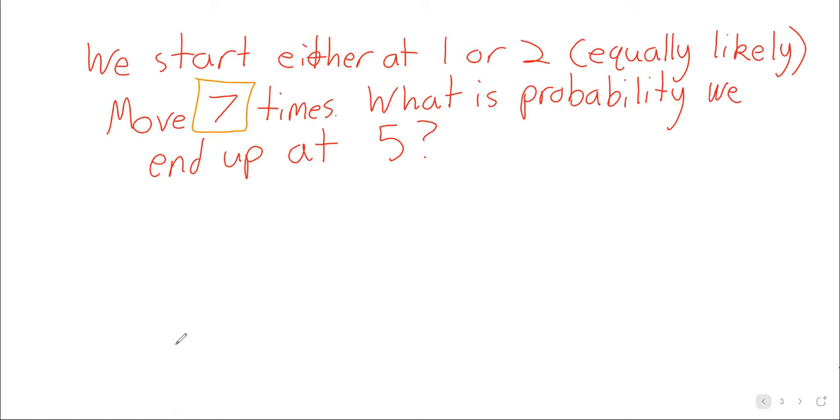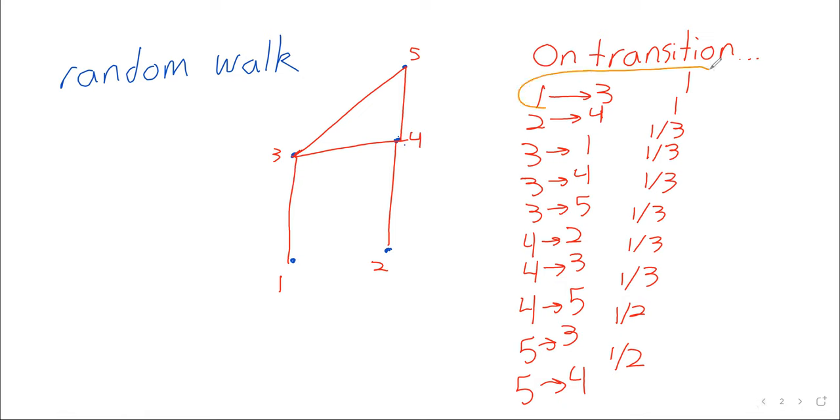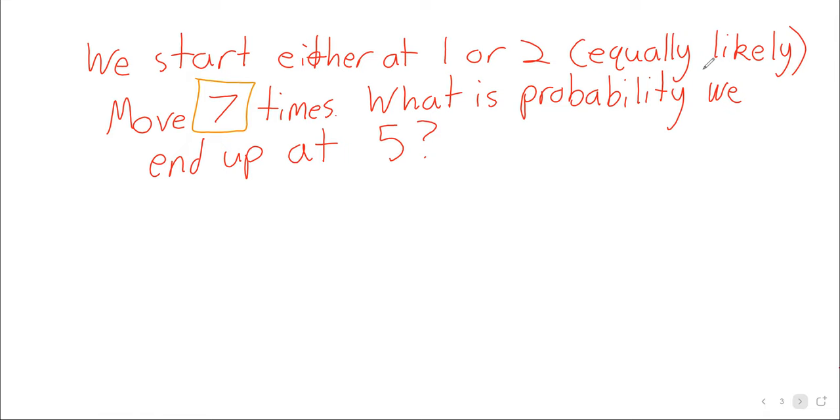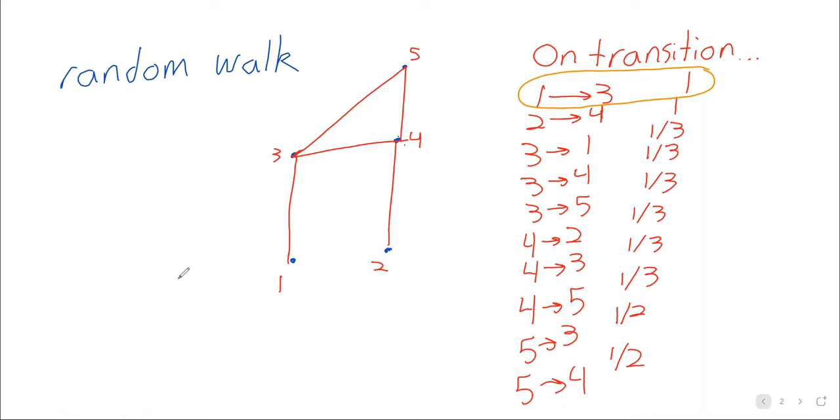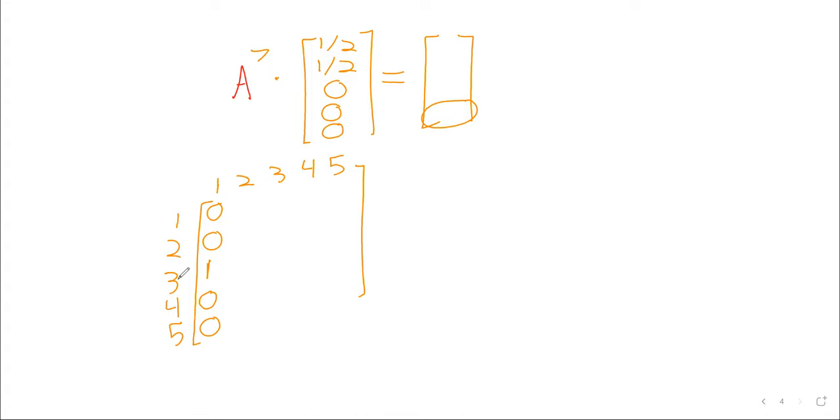So if we're in state one, the probability that we go from 1 to 3 is 1. So from 1 to 3. And all of the other probabilities are 0. Then if we're in state 2, we go to state 4 with probability 1. And we go to any other state with probability 0.